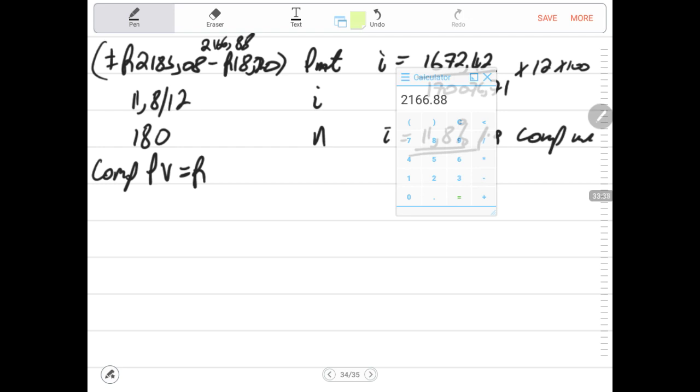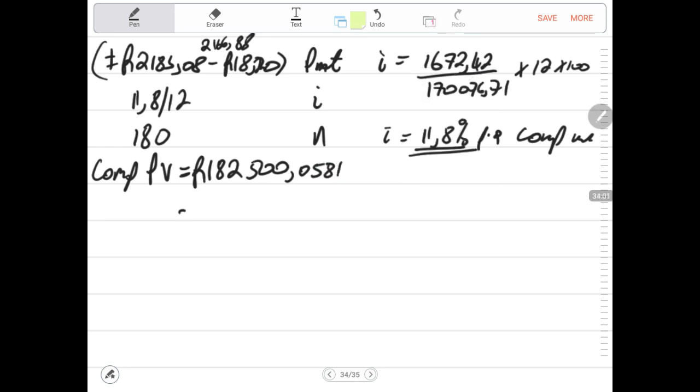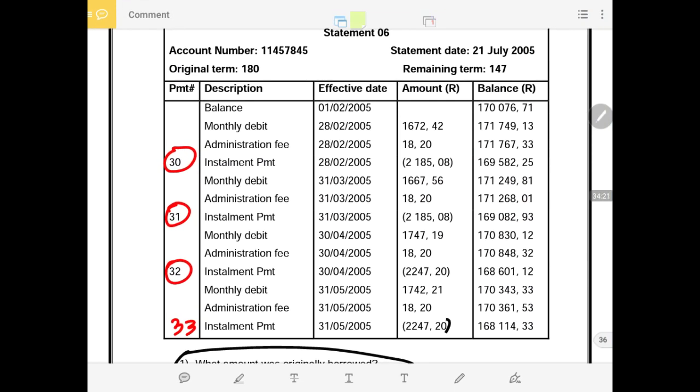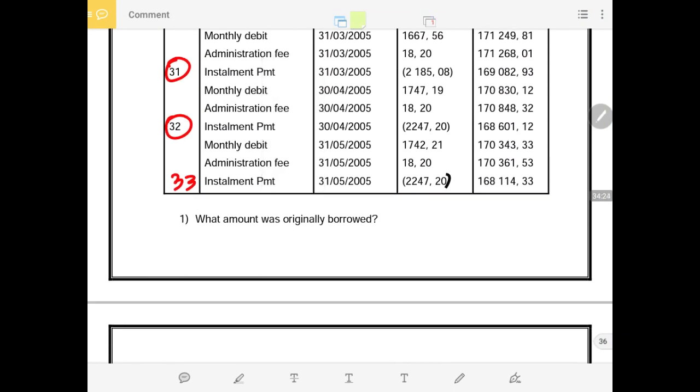Then we have 11.8 divided by 12 as our interest. 180 is our N. Then we compute the present value. Our present value is 182,500.0581. Obviously, this is rounded off to 182,500. This definitely is because of the rounding off when it comes to interest. So in other words, the amount that was borrowed was 185,200 rands.